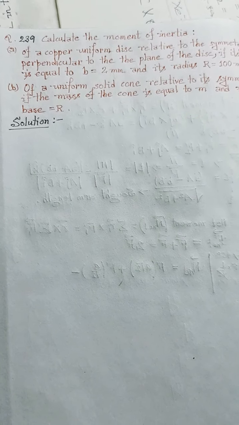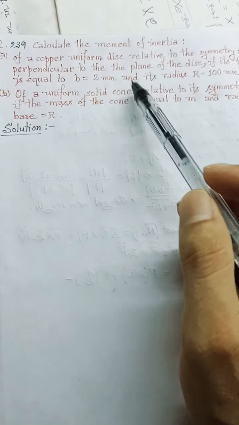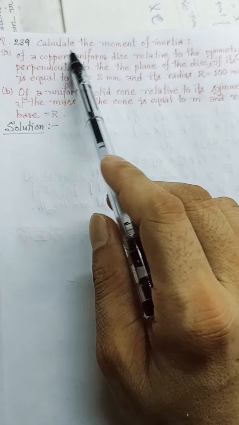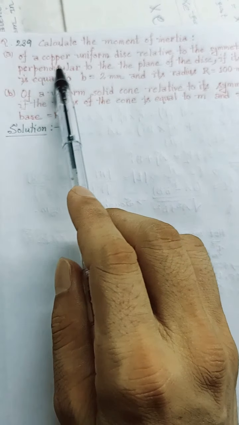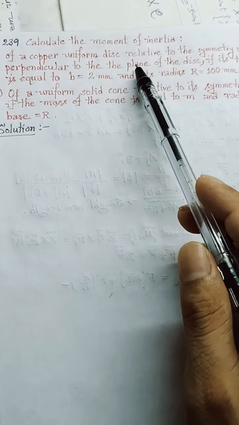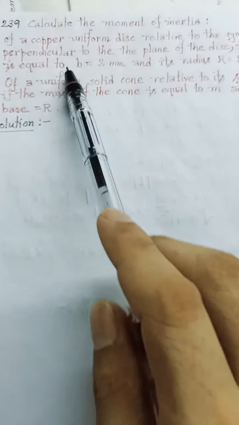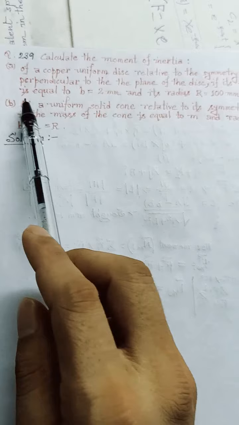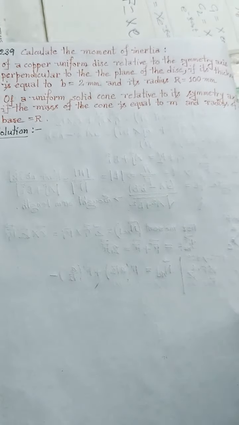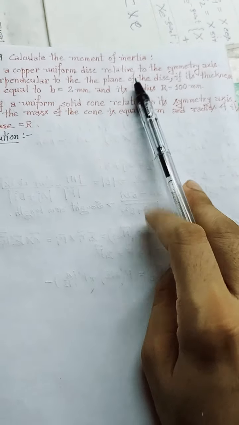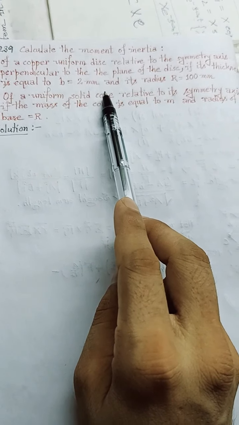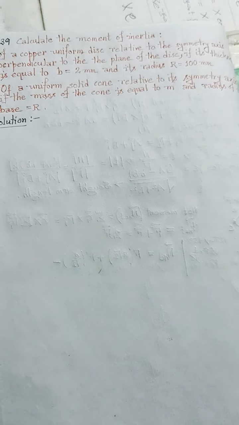Question number 239 from Irodov, and the question is: calculate the moment of inertia of a copper uniform disc relative to the symmetry axis perpendicular to the plane of the disc, if its thickness is equal to b equal to 2 mm and its radius is r equal to 100 mm.